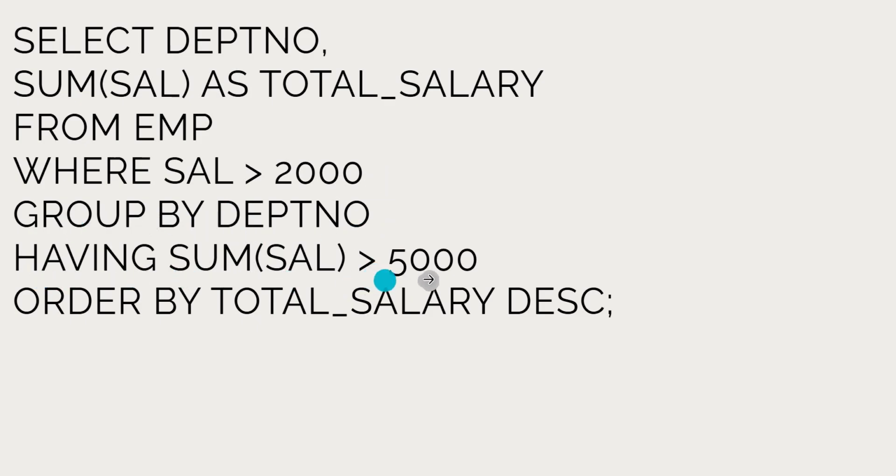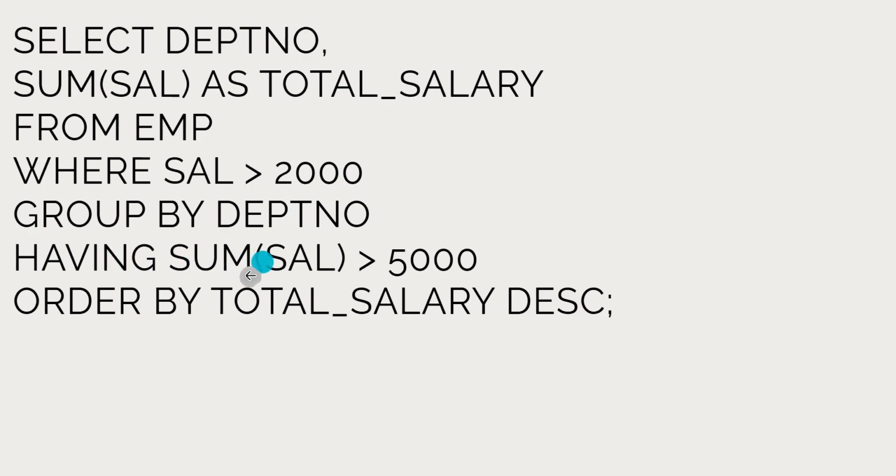Having sum of the salary greater than 5000. We can use sum of the salary as well as the total salary, because we are doing aliasing also, right? Sum of the salary greater than 5000, order by total salary, descending order, right? So here we are using where. In where we are putting salary greater than 2000. Salary is a simple column of my table, so we put greater than 2000.